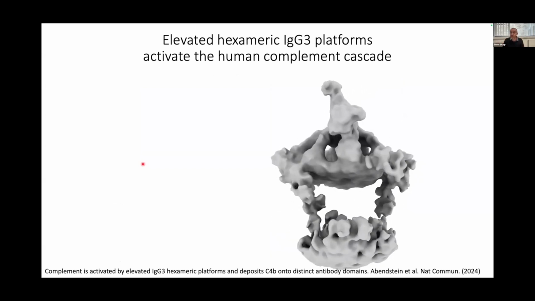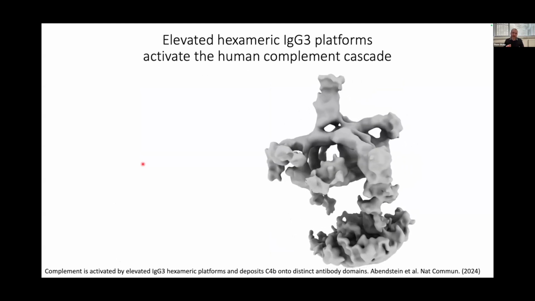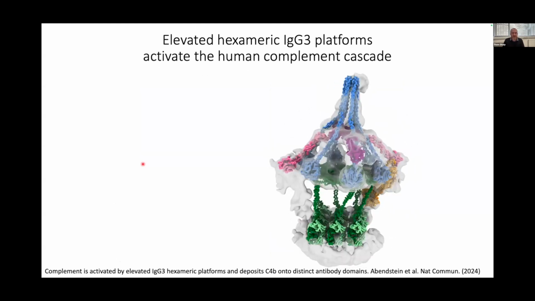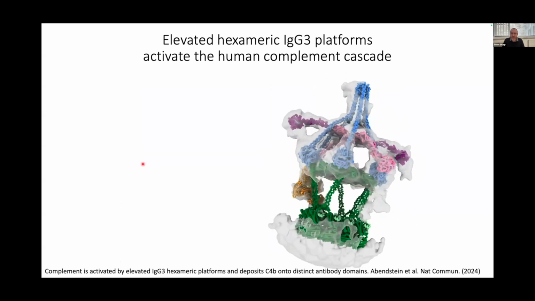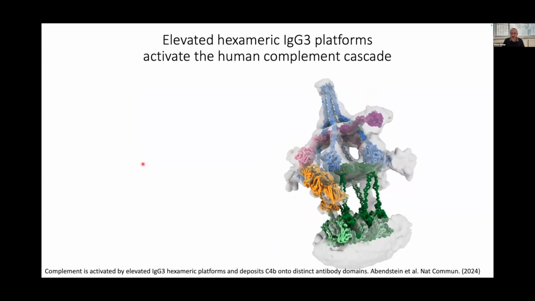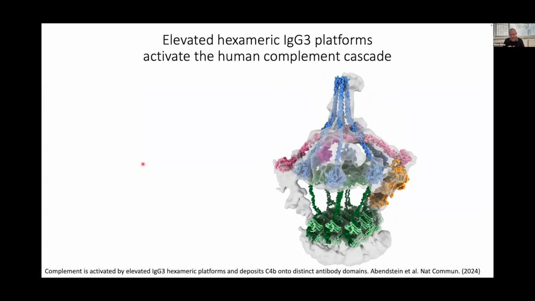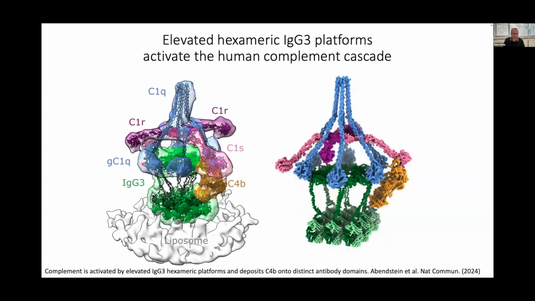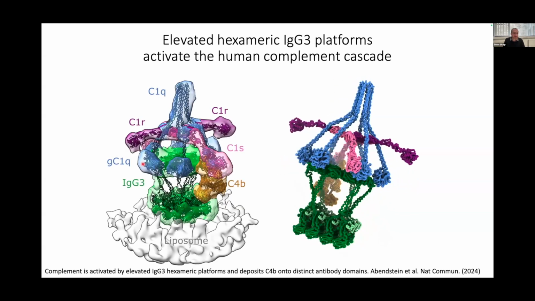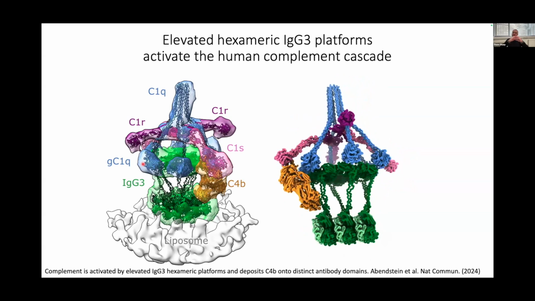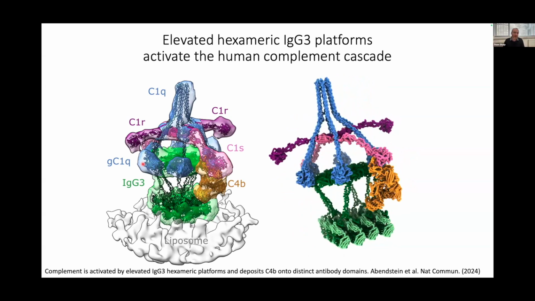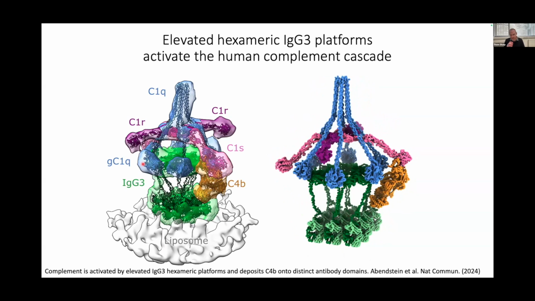The whole map was quite low resolution, but we could actually zoom in on different parts and get much higher resolution. And this allowed us to build a model. So we have this elevated hexameric IgG3 Fc platform in green, kind of in the middle here, with the Fab array at the bottom. On top of that is C1q in blue that binds to the antibodies. C1r is this purple protein that sticks out kind of parallel to the membrane. And C1s, the serine protease domain, bends down to this orange colored protein.